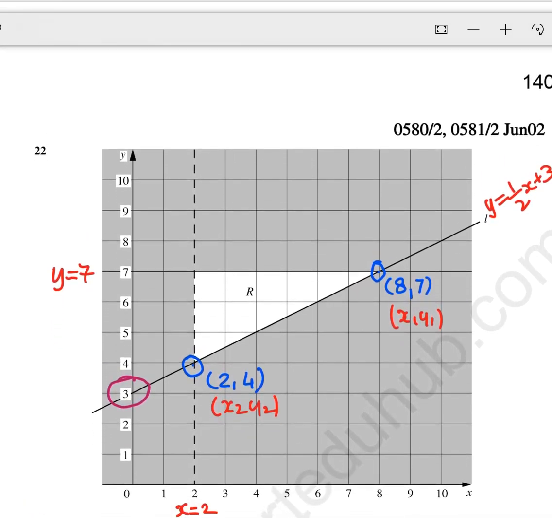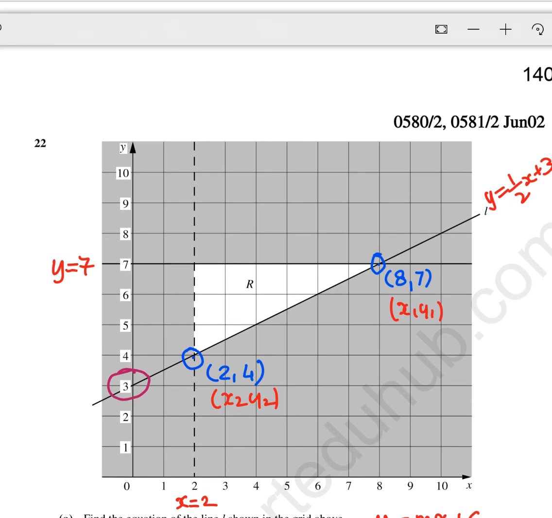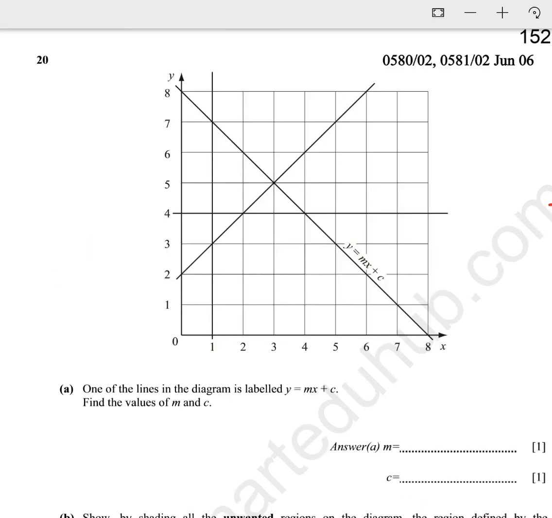So now let's move ahead to another question based on inequalities. This question has been taken from May June 2006. It's question number 20, and it says one of the lines in the diagram is labeled as y equals mx plus c. Find the values of m and c.